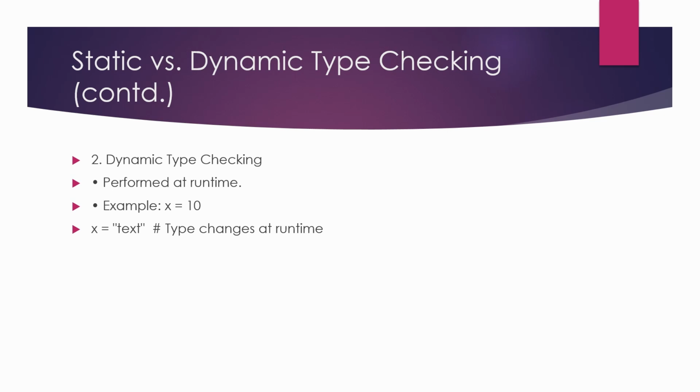Dynamic type checking, however, happens during the program's execution. In dynamically typed languages such as Python or Java, you can change the type of a variable during runtime and the language will not enforce type checking until the operation is performed. This provides more flexibility but can result in runtime errors if types are mismatched.